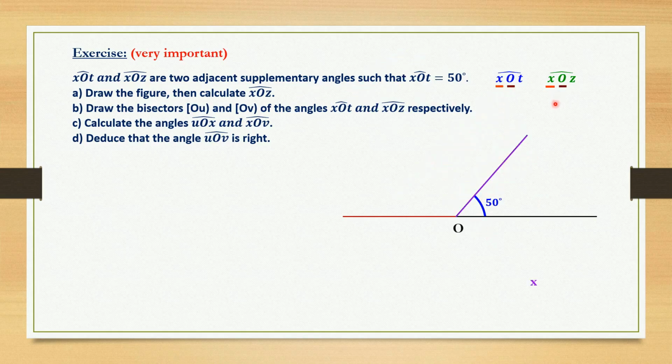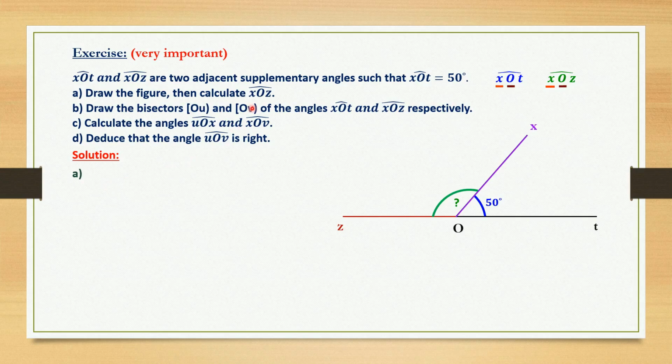We name it OX. Although the name of this angle is XOT, if we name this side OX, our figure will be wrong. That's why we need to find the common side before naming the angles. Angle XOT equals 50 degrees, so OT is in fact this side, and the other side is OZ. And here we have two adjacent supplementary angles, XOT and XOZ. Then calculate XOZ. We need to calculate this angle XOZ.